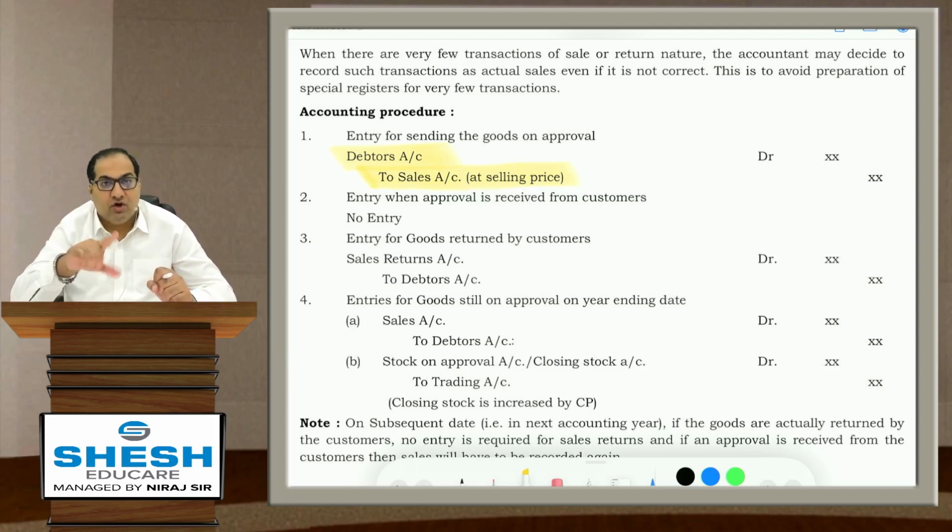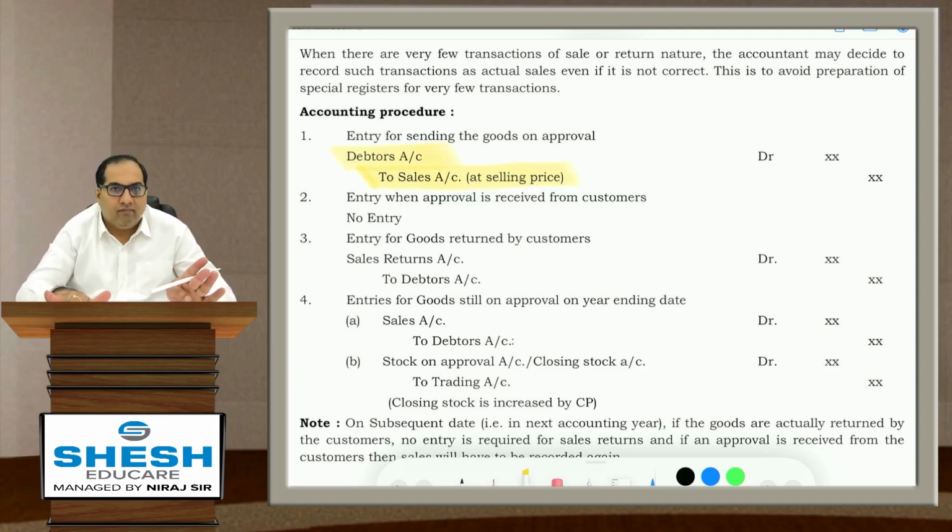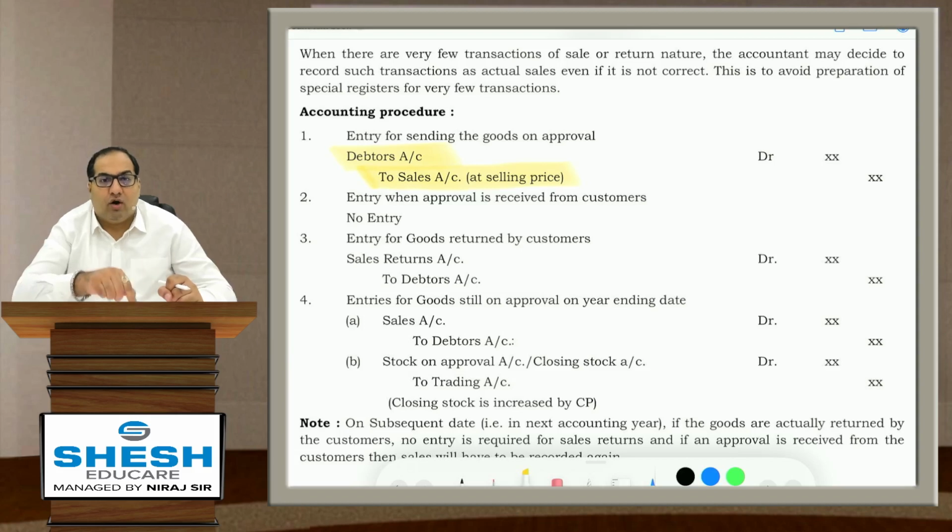So in your books you have treated this as a sale for the year, which is not appropriate because the customer has not approved the goods. He has not given the approval. So, sir, what should we do? Immediately reverse it from sales. Why reverse it from sales? Because it's not your sales for the year.